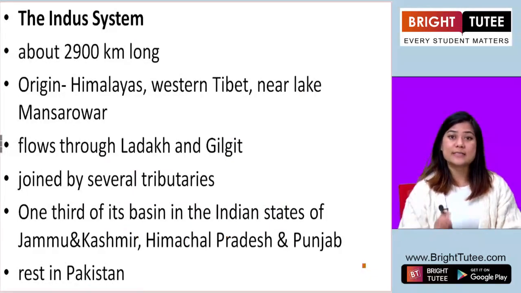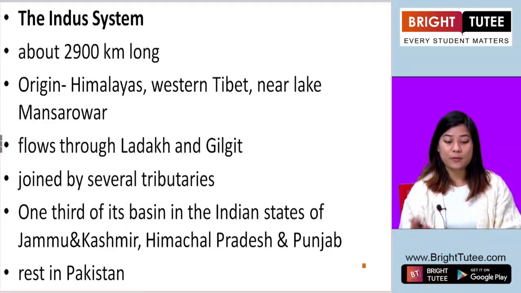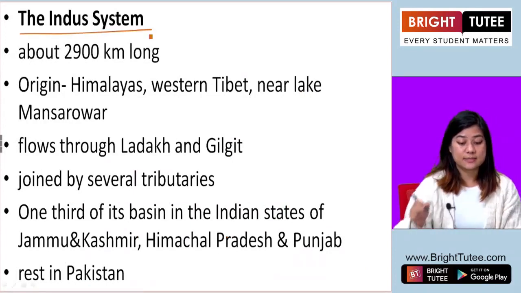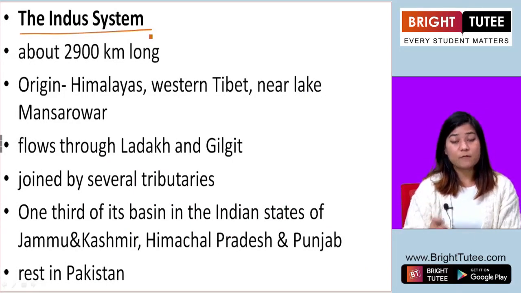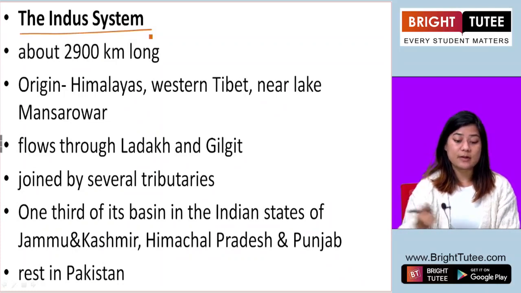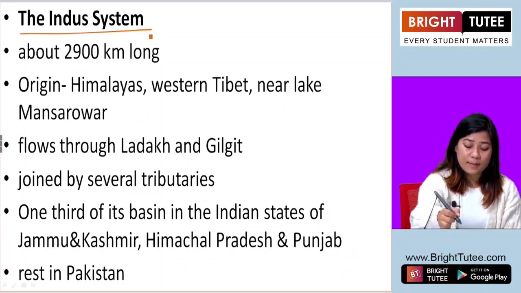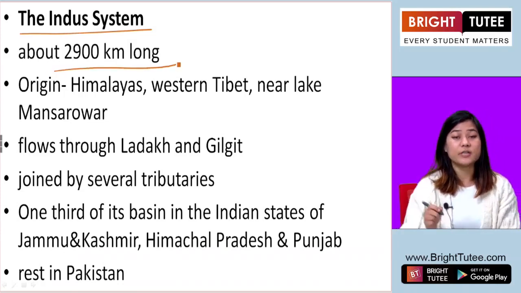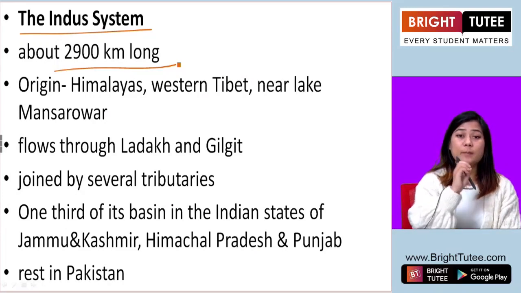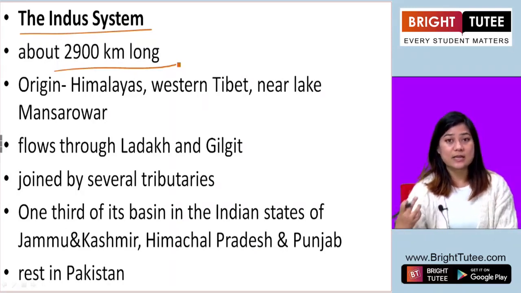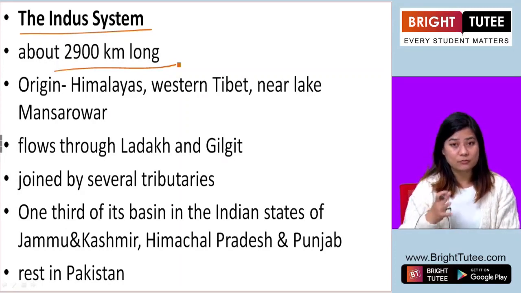Now we'll look at each of them one by one. So the first one that we are going to look at is the Indus system. Now the Indus river forms the Indus river system. The Indus river flows for about 2900 kilometers. So the distance that it covers by flowing from the source to its mouth is 2900, approximately, not exactly.